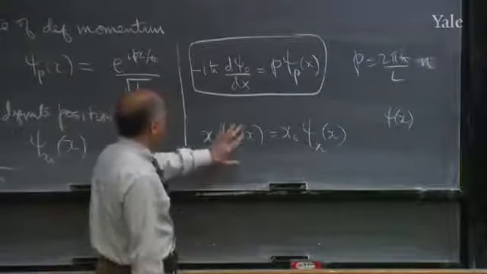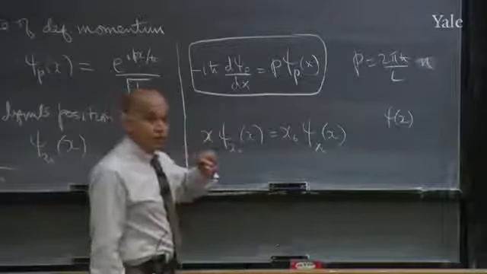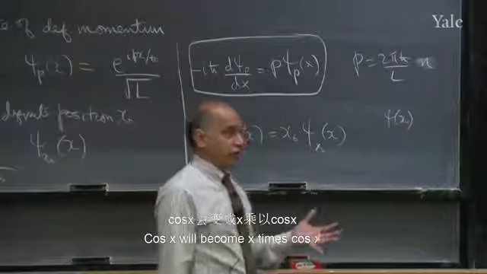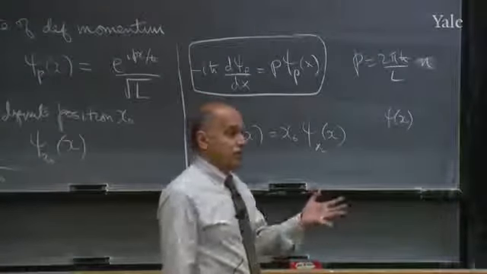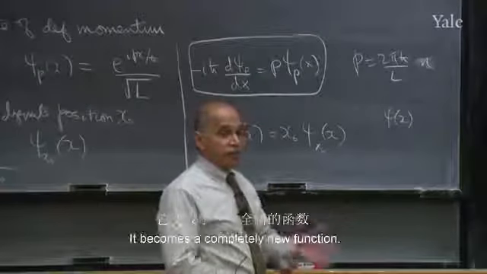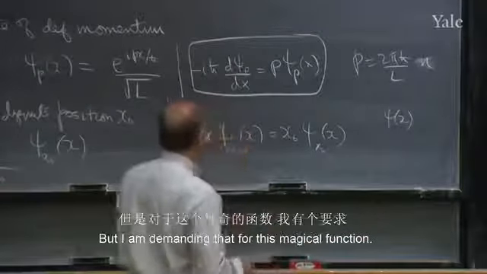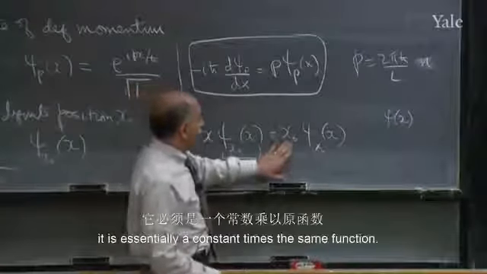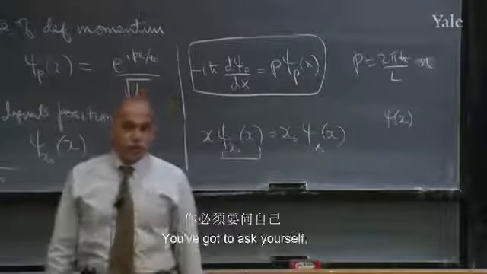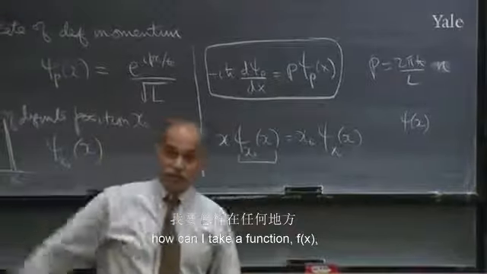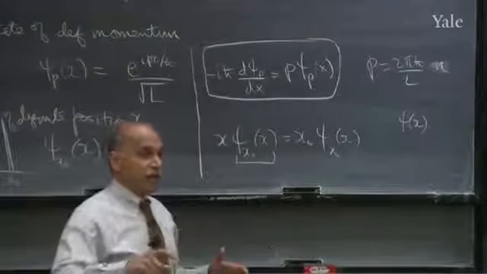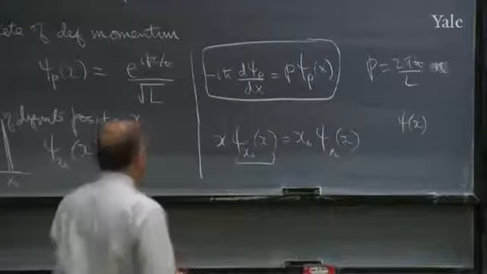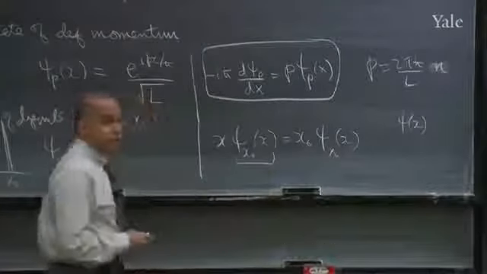Similarly, if you took any function psi of x and multiplied it by x, you will get a new function. Cos x will become x times cos x. Sin x will become x times sin x. E to the x will become x times e to the x. It becomes a completely new function. But I'm demanding that for this magical function, when I multiply by x, it is essentially a constant times the same function. You've got to ask yourself, how can I take a function f of x, multiply it by x everywhere, and it looks the same except for a multiplicative factor? Looks impossible, but the spike is in fact such a function.